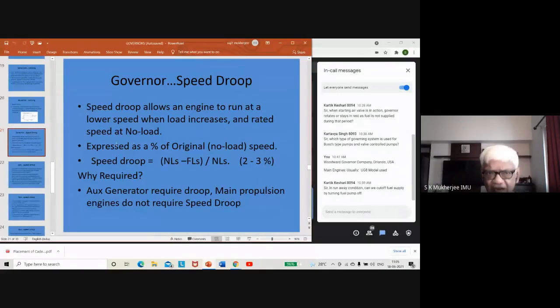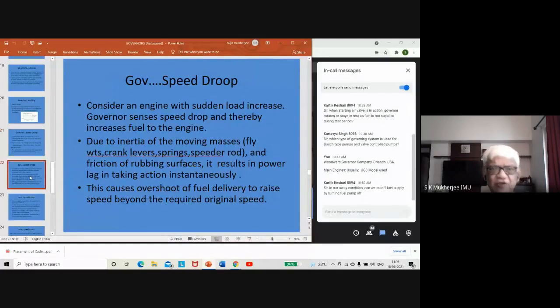Speed droop allows the engine to run at a lower speed when load increases and rated speed at no load, expressed as a percentage of original or no load speed. Speed droop is equal to no load speed minus full load speed divided by no load speed, which is equal to 2 to 3%. Now, why is speed droop required? Auxiliary generators require droop. Main propulsion engines do not require speed droop. It is a setting within the engine to provide that speed droop. You see, that feedback link is the means to give a speed droop.